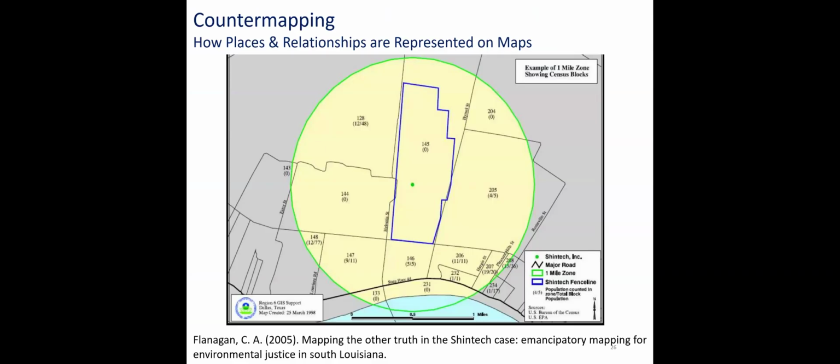And then the last thing I'll leave you with is thinking about how you present your maps. This is an idea called counter mapping. And this is from one of my colleagues in Louisiana, Dr.